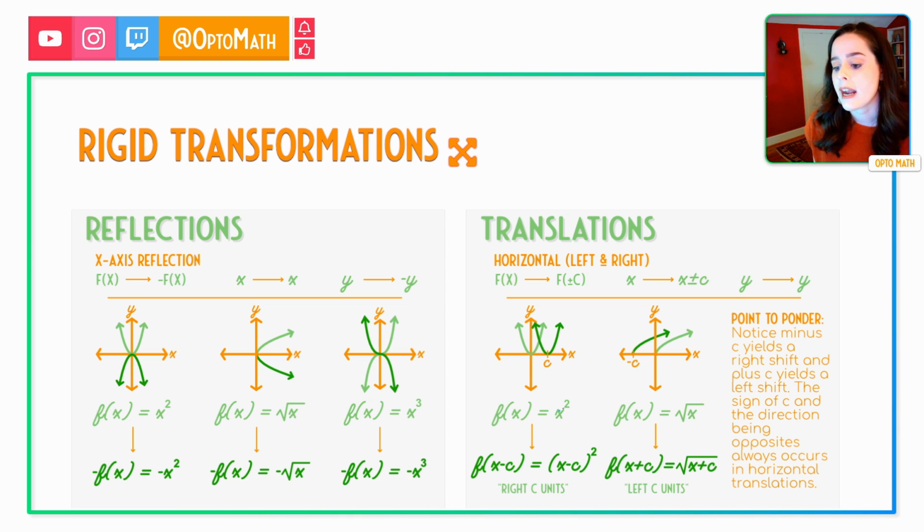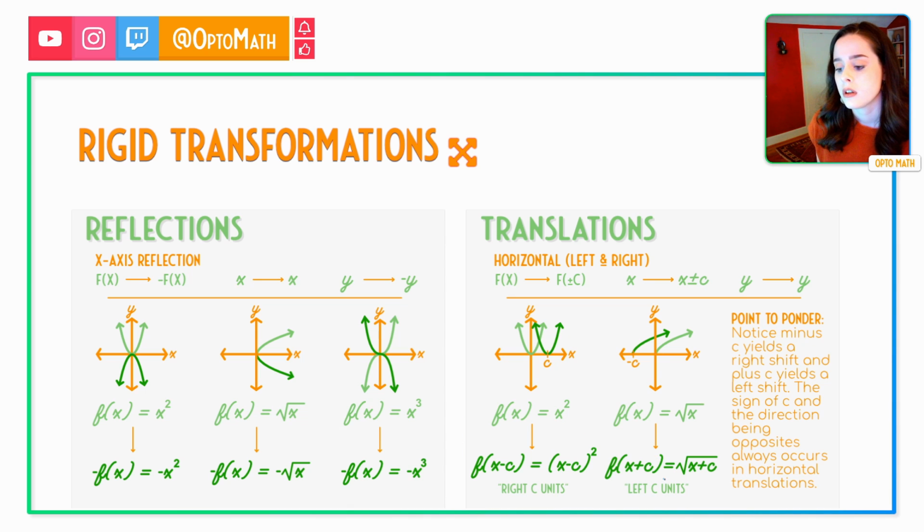So let's take a look at our parent function of quadratic. If you subtract c, that's going to go right c units. So wouldn't you think subtract would go left? Actually the other way around. So the horizontal actually goes opposite of what you would think it would be.